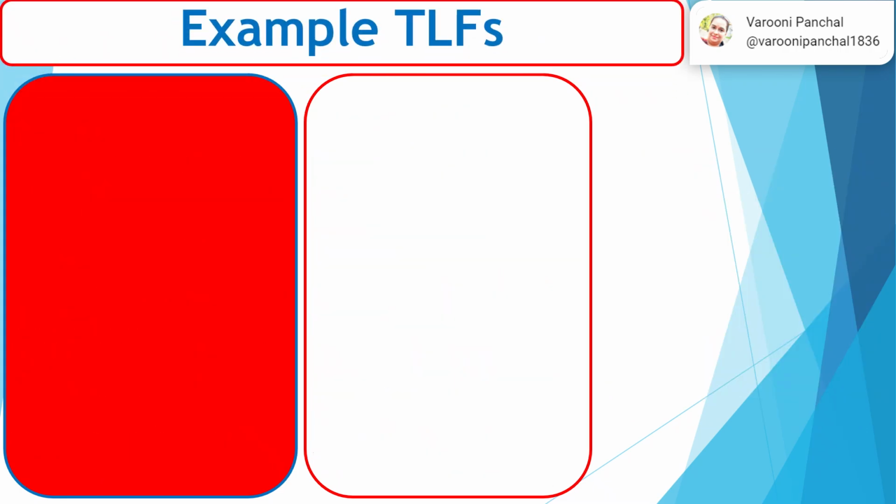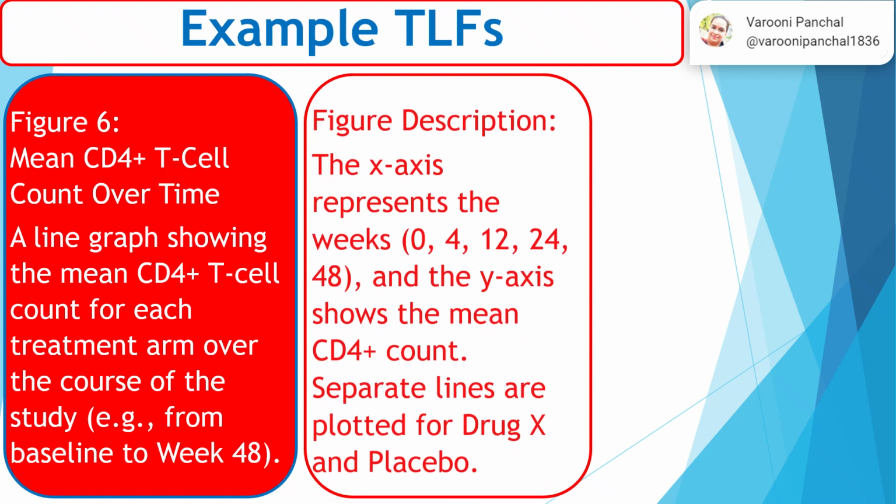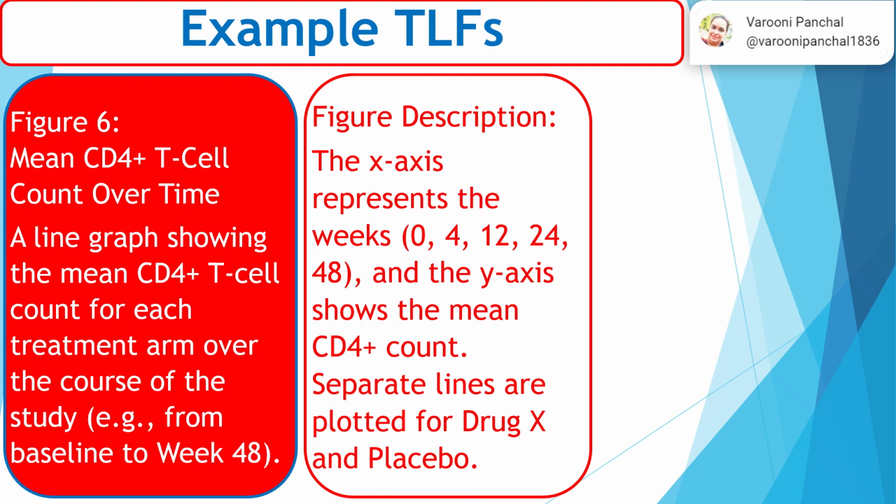Figure 6. Mean CD4 plus T cell count over time. A line graph showing the mean CD4 plus T cell count for each treatment arm over the course of the study, e.g., from baseline to week 48. Figure description: the x-axis represents the weeks, 0, 4, 12, 24, 48, and the y-axis shows the mean CD4 plus count. Separate lines are plotted for drug X and placebo.